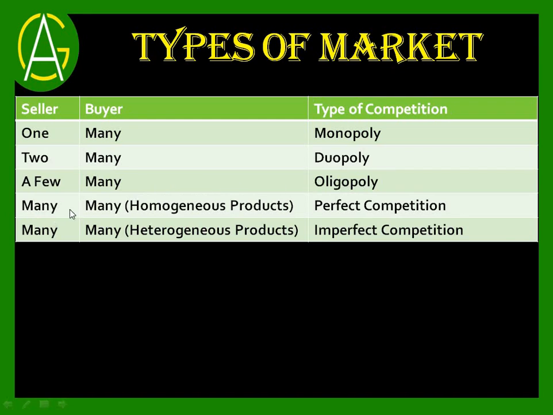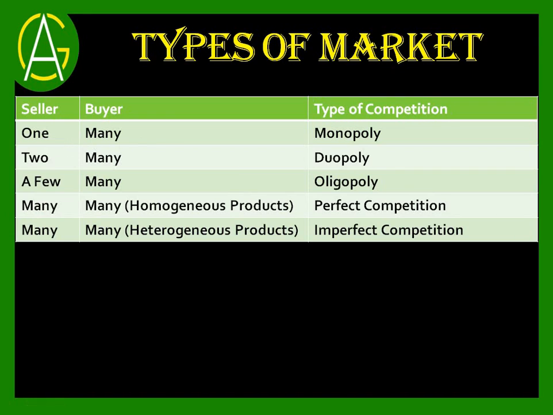When there are many sellers and many buyers, but all the sellers are selling homogeneous products, this will be termed as perfect competition. When there are many sellers and many buyers but all the sellers are selling heterogeneous products, in that case it will be considered as imperfect competition. So these are the different forms of market from the viewpoint of seller.